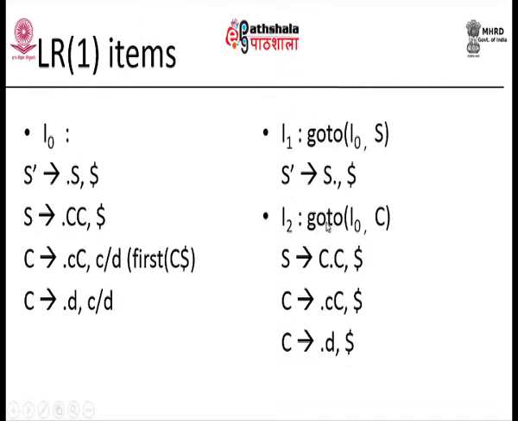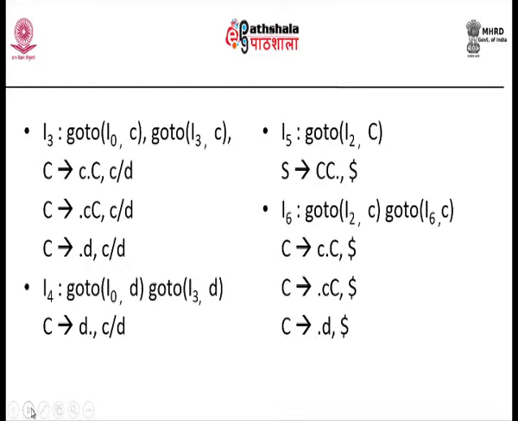And I2 will be goto of I naught comma C, okay. So, here this is going to be shifting the dot by one position to the right. Now, this is again my B, beta is again epsilon, dollar is here. So, first of beta A will be dollar only. So, add the productions of C with a dollar at the end marker, okay. Look ahead symbol basically. And then I3 will be goto of I naught comma small c, which is nothing but shifting the dot by one position to the right. So, C dot C comma C slash D, because it is the same thing what is available here.